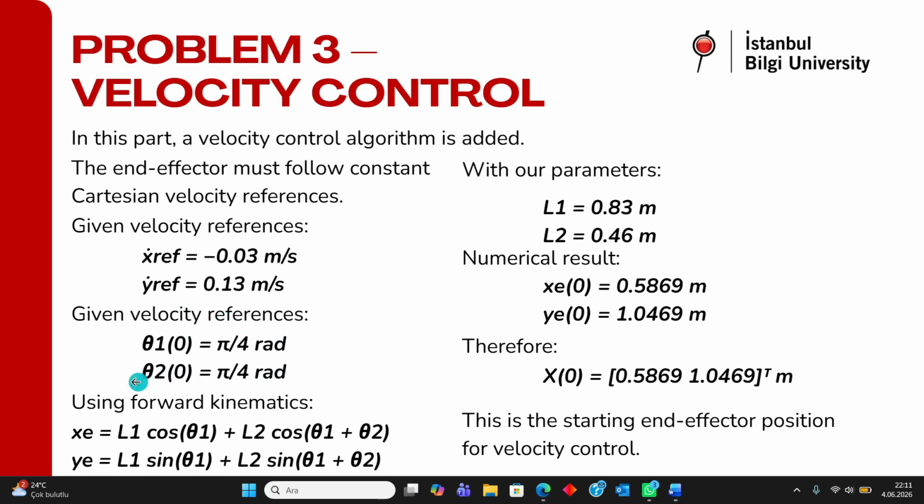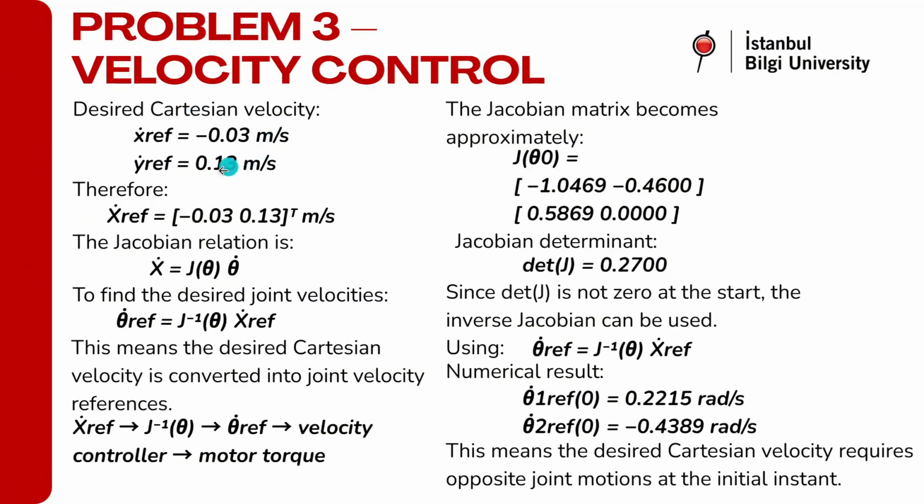So our angle is given here and our equations to calculate the positions are here. As you can see on the right side, you can see our parameters and calculations. So the desired Cartesian velocity is here and the Jacobian relations, the formulations, are here as you can see.